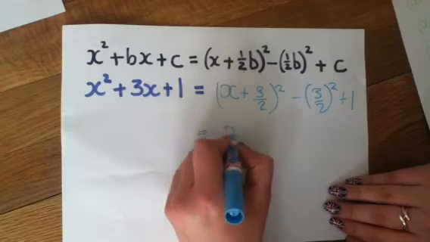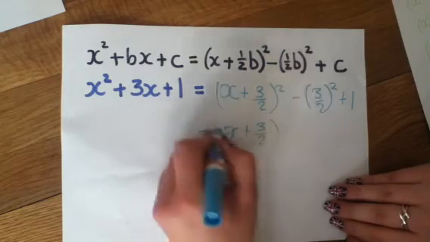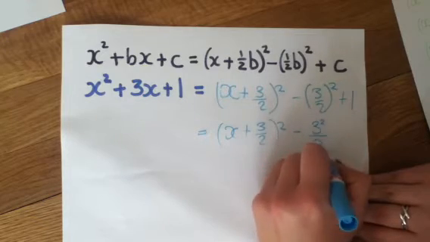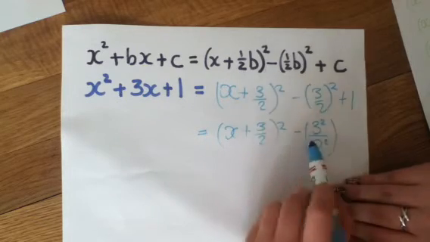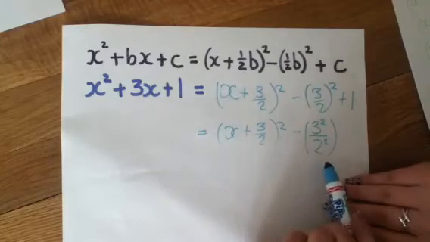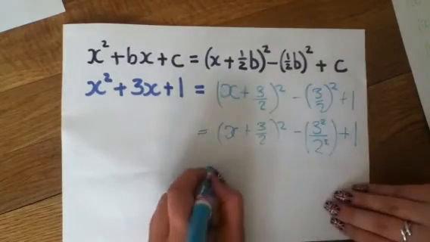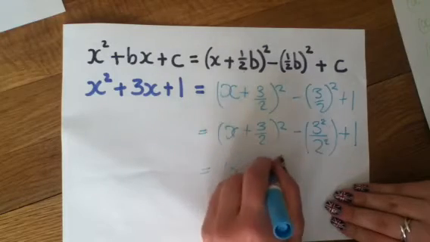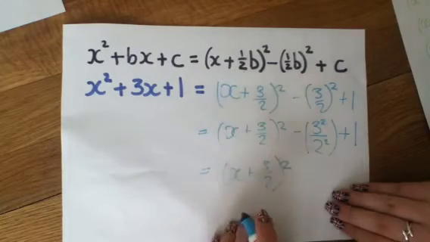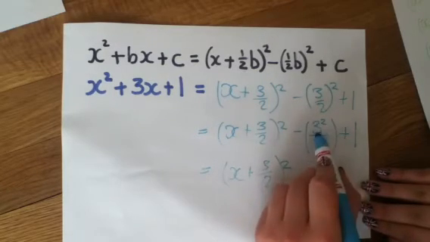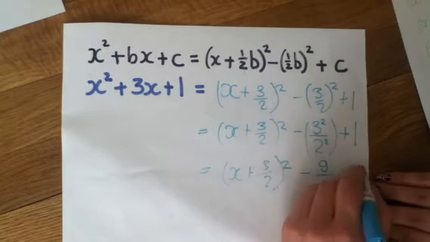So this is equal to x plus 3 over 2 squared minus 3 squared over 2 squared, plus 1 on the end there. And if you are unsure as to why I've done that, check out the indices 1 video. Then we get x plus 3 over 2 squared minus 9 over 4, so all I've done is just squared this and squared that, plus 1.